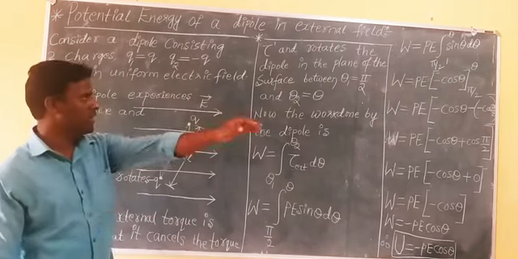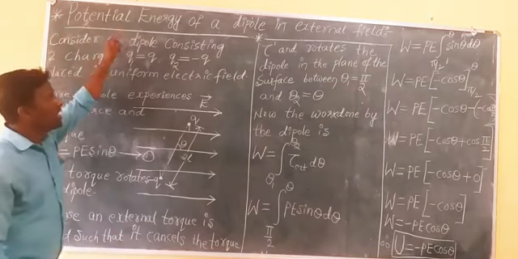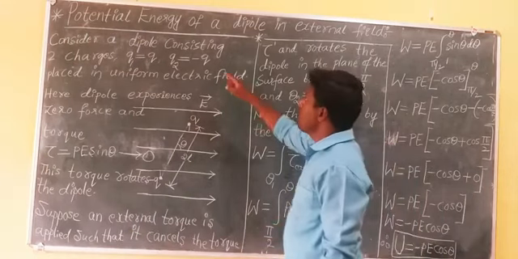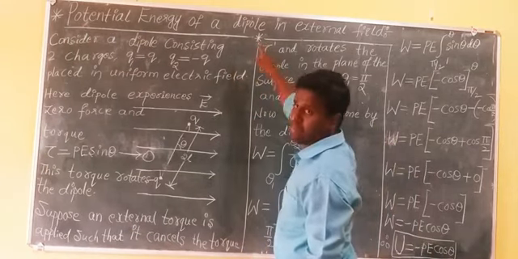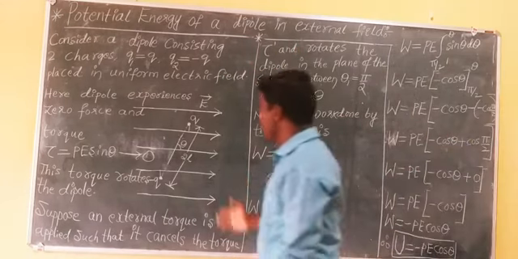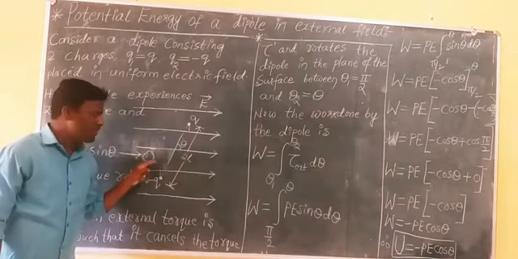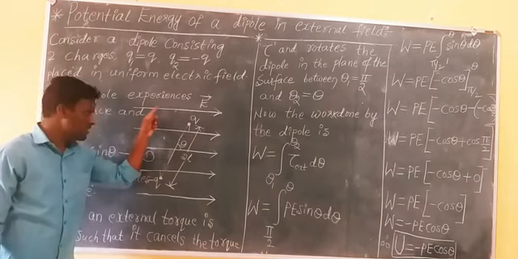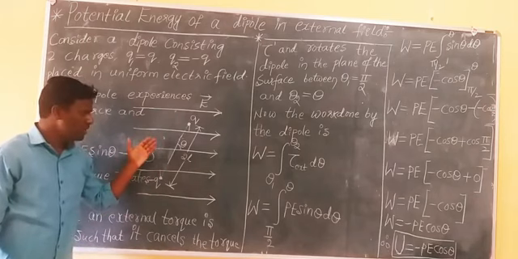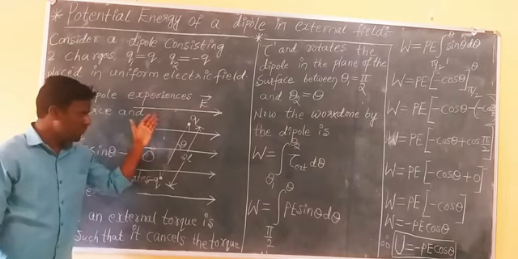Now come to this point. Here is the concept: potential energy of a dipole in an external electric field. Now I am telling you about the potential energy of an electric dipole which is placed in an external electric field. In this diagram, these arrow marks represent a uniform electric field, a constant value of electric field, represented by a set of arrow marks.